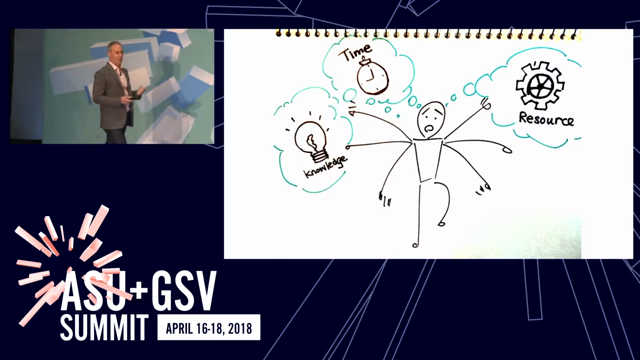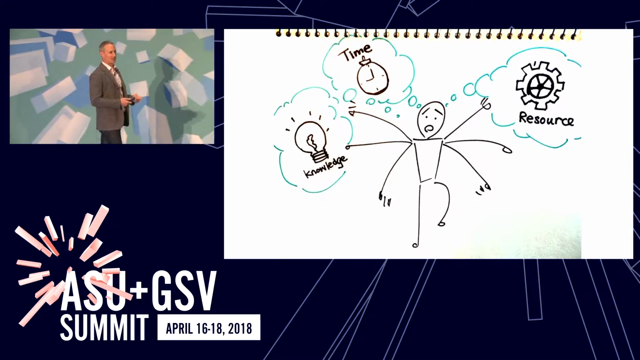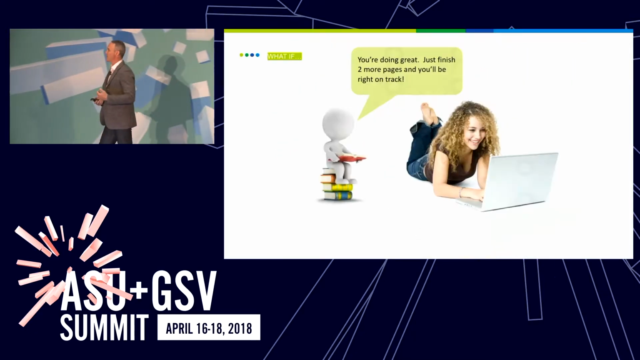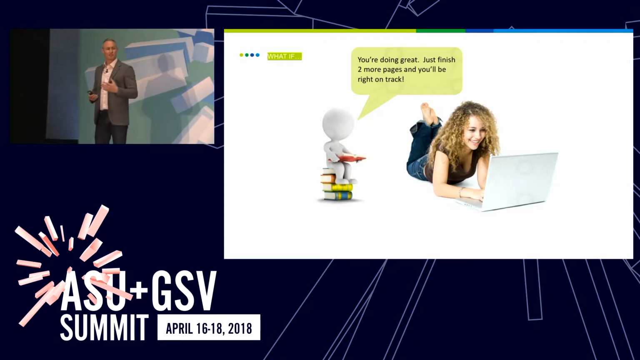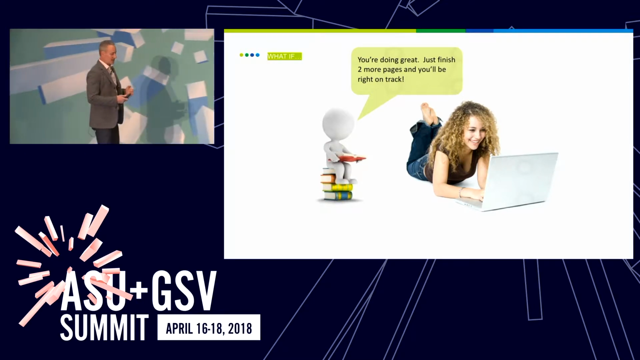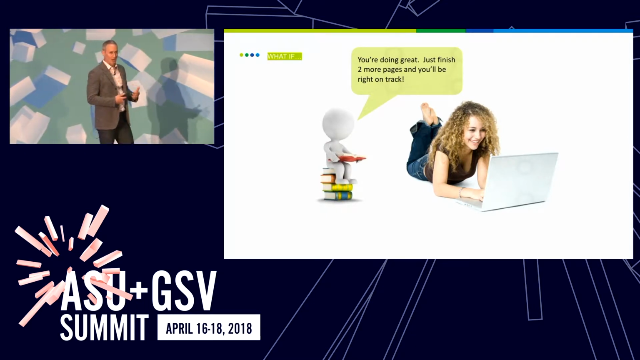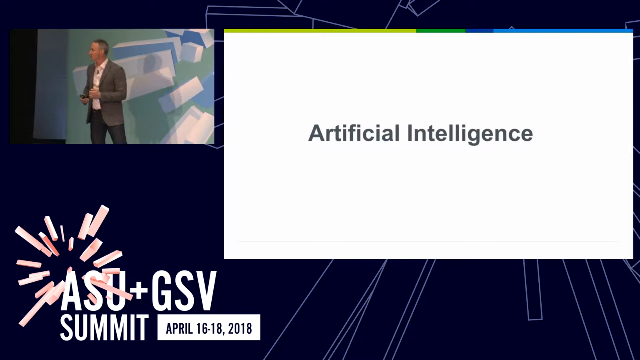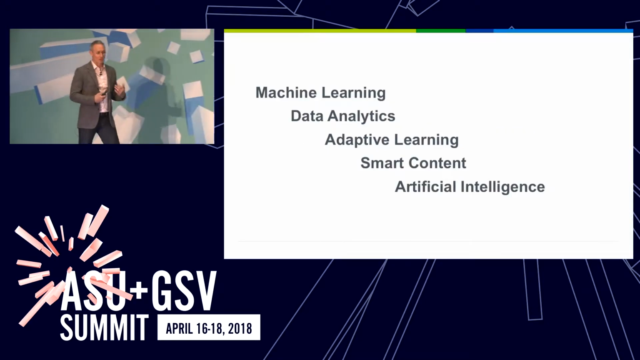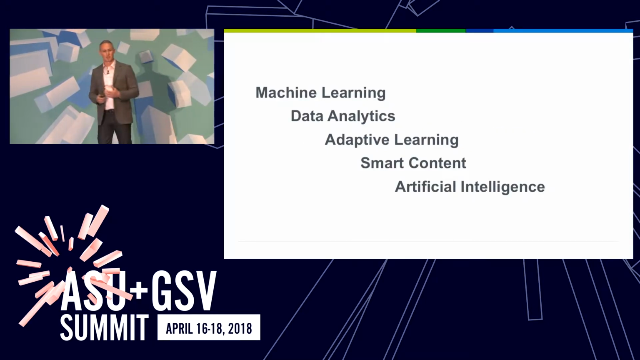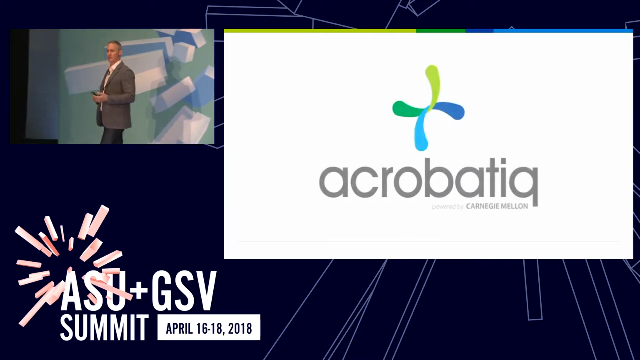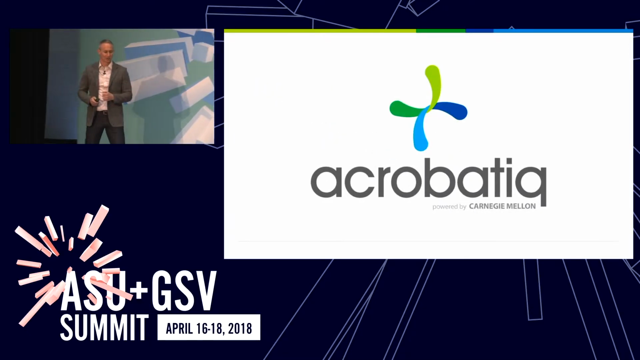And then finally, even if I could arm this instructor with the best analytics in the world, will they have the time or capacity to actually act on the individual needs of each student? Highly unlikely. But what if I could take that same student and have an artificial intelligence-based tutor watching their work as they progress, guiding, supporting, and coaching them along the way? That's the power of artificial intelligence in education. So that's the power of machine learning, analytics, adaptive learning, smart content, and artificial intelligence. That's the power of Acrobatiq, powered by Carnegie Mellon University.